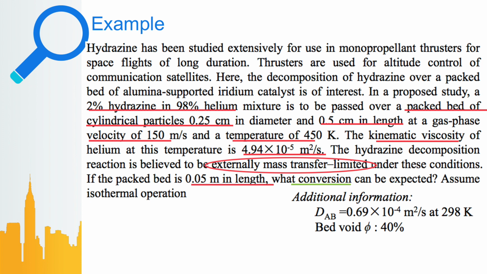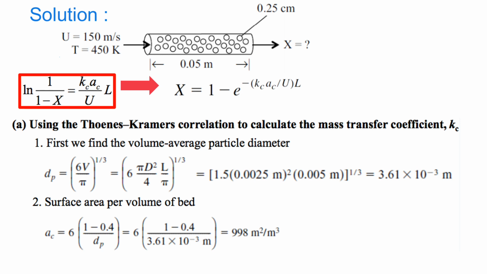Bear in mind, if you look at it, the temperature of the reaction is about 450, but the DAB given is at 298. So later on you need to convert this DAB to a temperature of 450. Also given to you is additional information, the bed porosity, which is 40% or equals 0.4. If we put it into a figure and transfer the question, it will be something like this, with a length of 0.05. They require you to calculate the X.